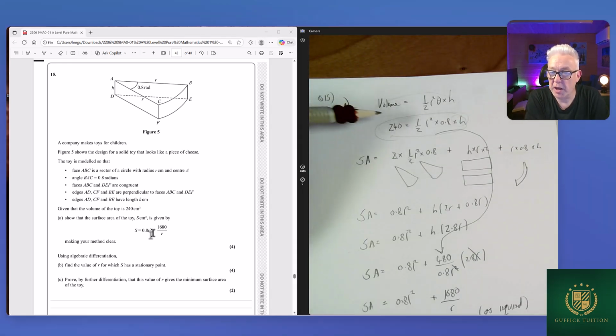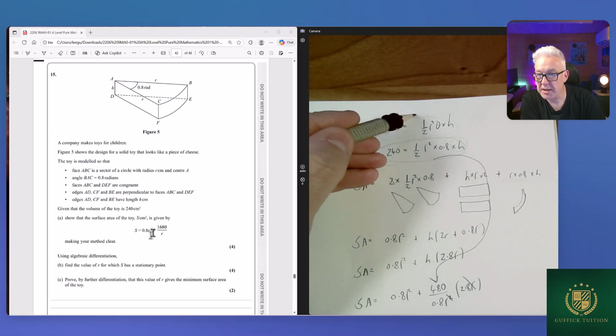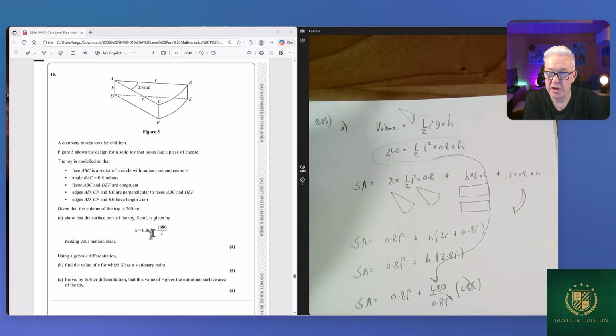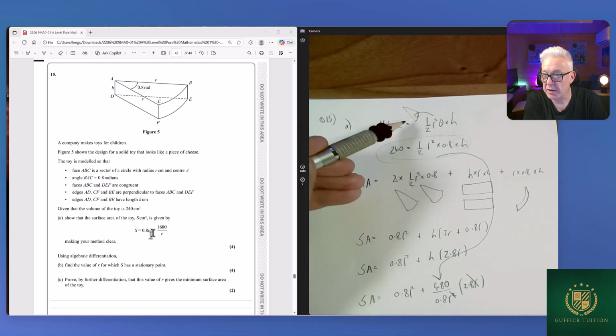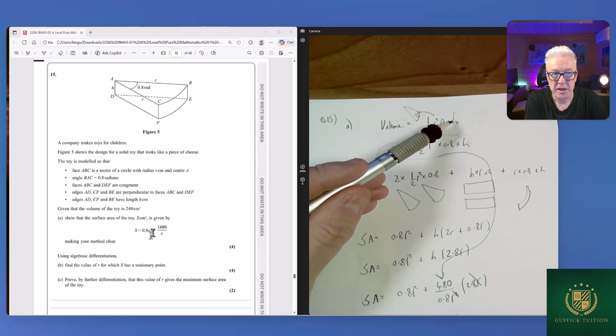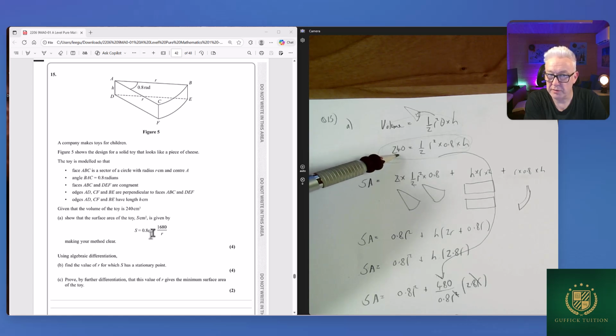So the first formula, where's it come from? It is a prism, and the volume of a prism is going to be the area of the cross-section times the height. So the cross-section is a sector of a circle, and remember we're in radians here because they tell us in the question it's in radians. So therefore the area of that sector is a half r² theta. The volume of a prism is the area of the cross-section times the height, and the height is h. So that's our expression for our volume, which we're told is 240.